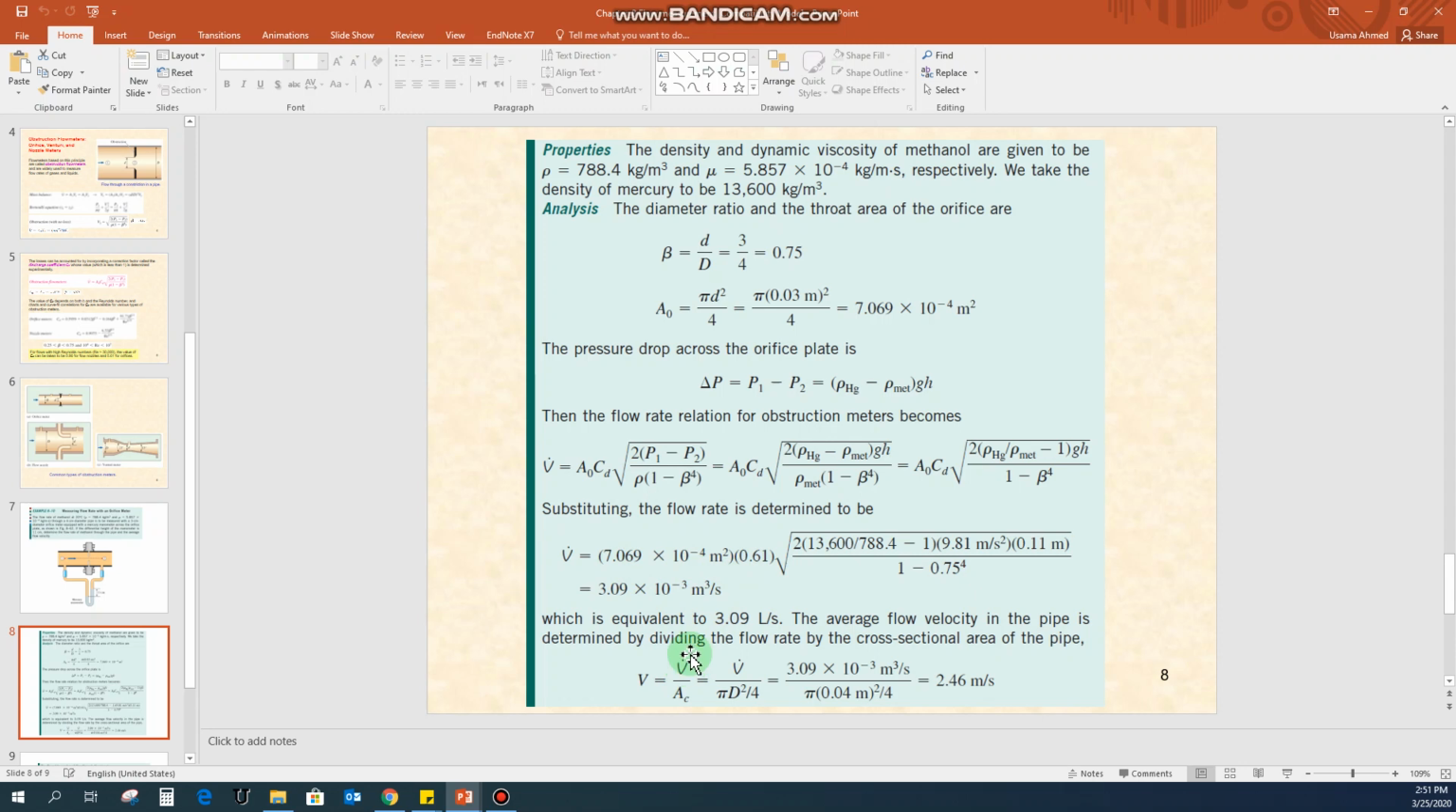Now we need to calculate the velocity as asked in the question. So we divide the volumetric flow rate by the cross-sectional area. Which cross-sectional area are we using here? We are using the cross-sectional area of the pipeline.